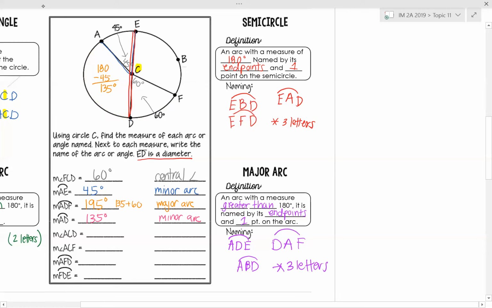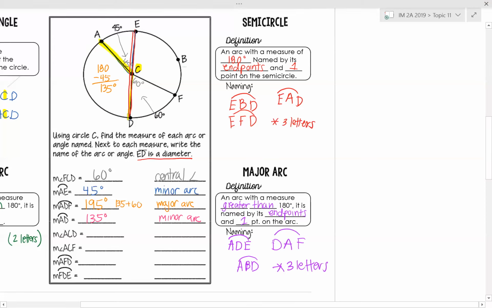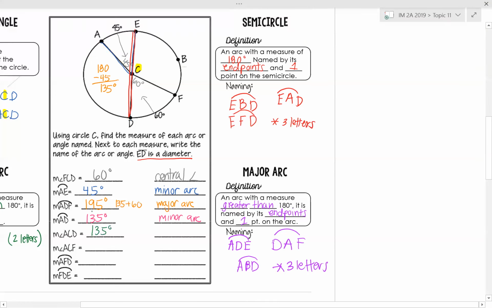And then the next one is the measure of angle ACD. So from A to C, whoops, I didn't get a highlighter, sorry. From A to C to D. Okay, so that is the angle that holds arc AD. So that's going to be the exact same measure as the last answer. So that's also going to be 135 degrees. So 135 for arc AD. Again, that's a central angle.